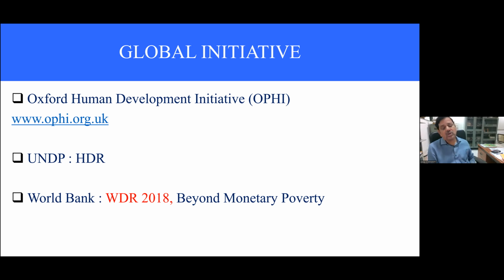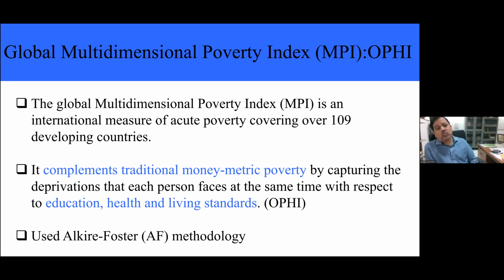So in the global context, now coming to what the multidimensional poverty index is. It is basically an index, a composite of variables, that is used to measure acute poverty for over 100 countries globally, because those are mostly the low and middle income countries for which these estimates are being provided. It complements the monetary poverty.